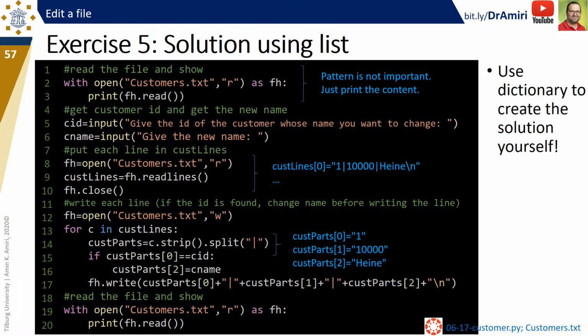What you can do at home is to use a dictionary to do this, rather than saving everything in cost lines. You can use a dictionary to do that. So I leave it to you to do this.